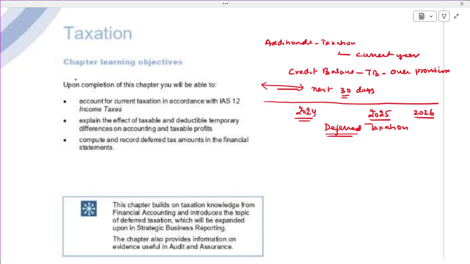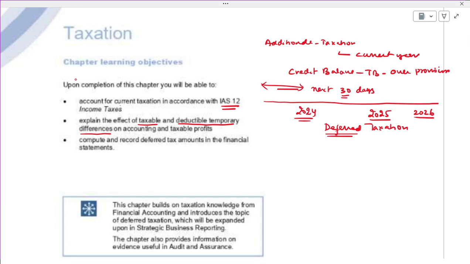Accounting for current taxation is in accordance with IAS 12. IAS 12 talks about income taxes, International Accounting Standard, and the effect of the taxable and deductible temporary difference. It will take a little time to understand this. First time we are going to come across this.